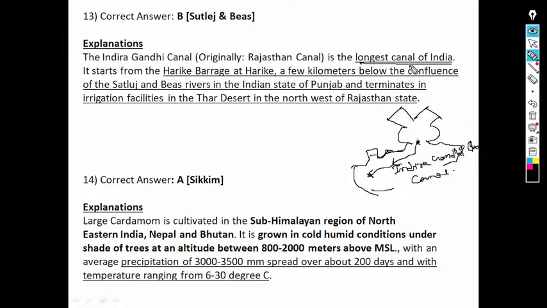Indira Gandhi Canal is the longest canal of India, it is nearly 850 kilometers long. It starts from Harike barrage at Harike, a few kilometers below the confluence of Satluj and Beas river in the Indian state of Punjab, and terminates in the irrigation facilities of the Thar desert basically. Irrigation facilities of the Thar desert and of Rajasthan also.